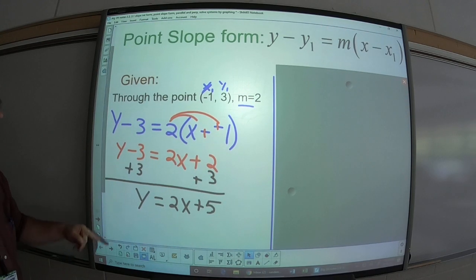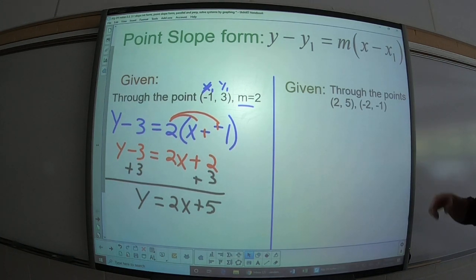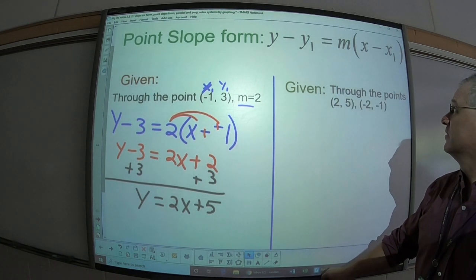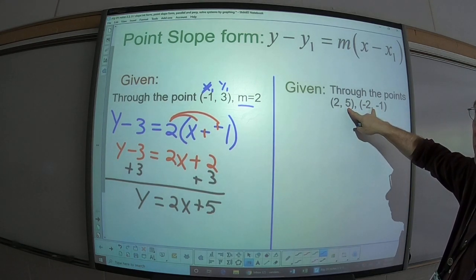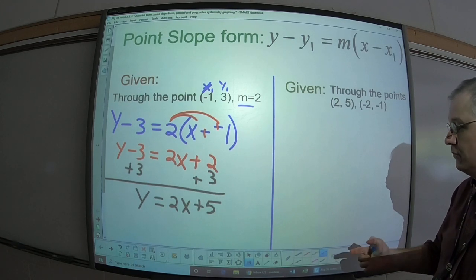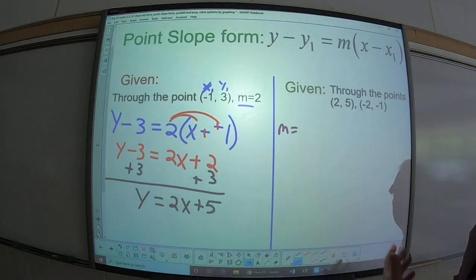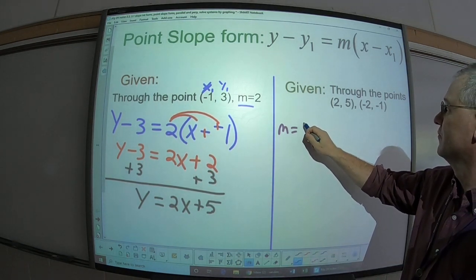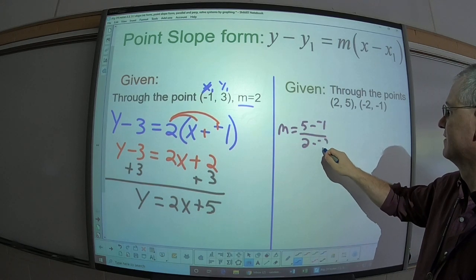So the next thing I'm going to do is work on this side and do the same kind of thing. But this time we have 2 points that the line goes through, but we're not told slope. Well, what do you think you gotta do? You gotta find slope. So the first thing is to find slope like we did yesterday. So 5 minus negative 1 over 2 minus negative 2.